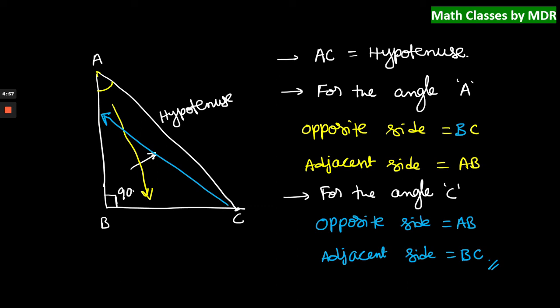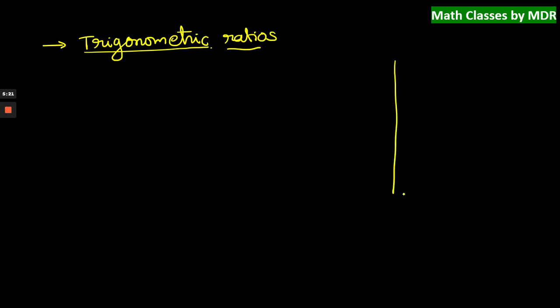Right, now let us go through the trigonometric ratios. We have six trigonometric ratios with respect to the acute angles of a right angle triangle. The first one is known as sin A. Before writing that, let me draw a right angle triangle. Let us say that this is A and this is B and this is C. This is 90 degrees and this is the hypotenuse AC.